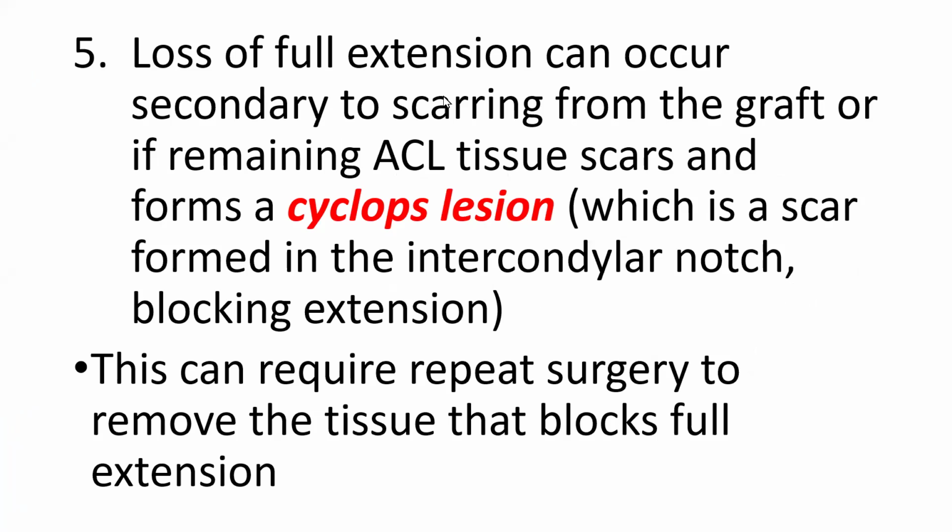Loss of full extension can occur. Don't forget this. It is secondary to the scarring from the graft, or, please pay attention, if you find that there is a tear in the mid-substance of the ACL, the anterior cruciate ligament, you have to make it a point to excise it till its insertion. You have to excise it because it will result in a cyclops lesion, which is a scar formed in the intercondylar notch blocking extension. The treatment, you have to go in and excise it. This can require repeat surgery to remove the tissue that blocks full extension. So don't forget this. A cyclops lesion resulting from incomplete removal of the tendon insertion that was torn could lead to this. And as a result, they will lack extension.